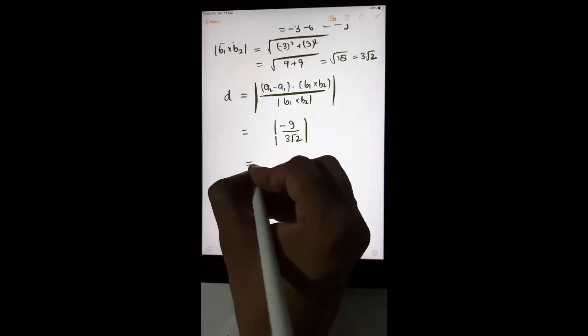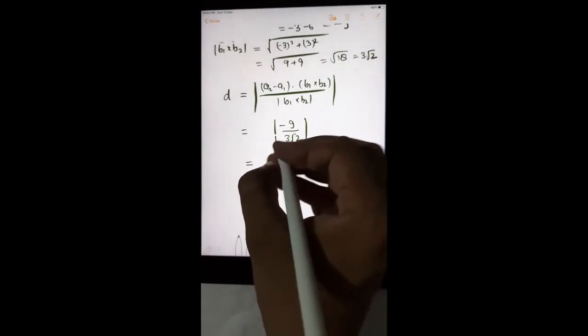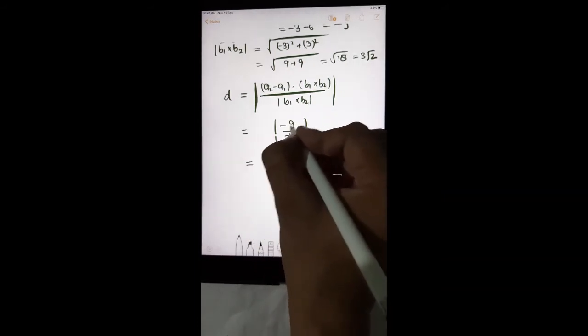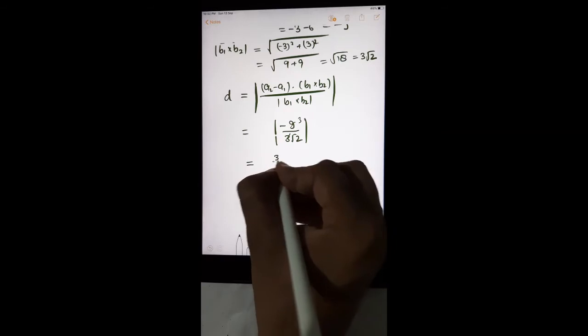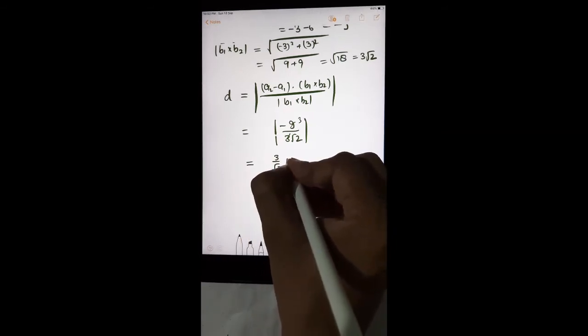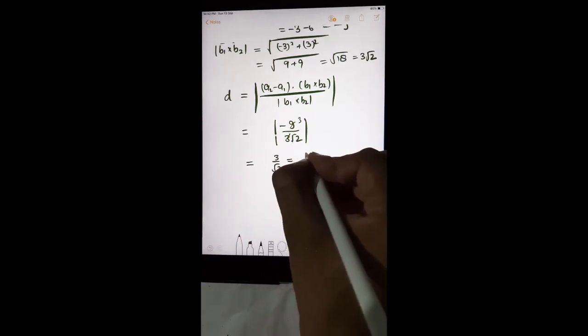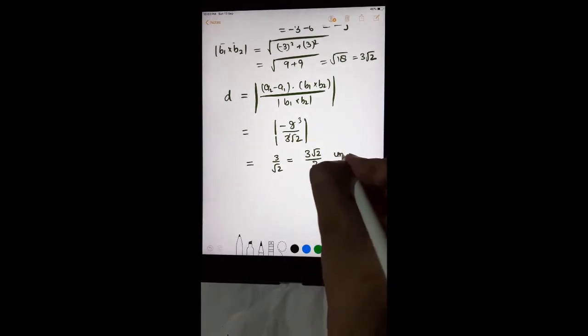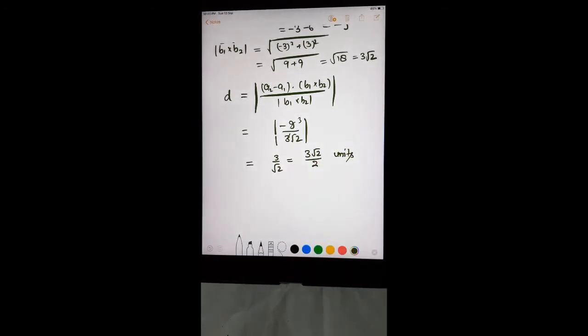So to find the magnitude, neglect the negative sign, we will get 3 3s are 9, so we get 3 upon under root 2, and multiplying by root 2 in numerator and denominator, we will get 3 root 2 upon 2 units. This is the distance between two lines.